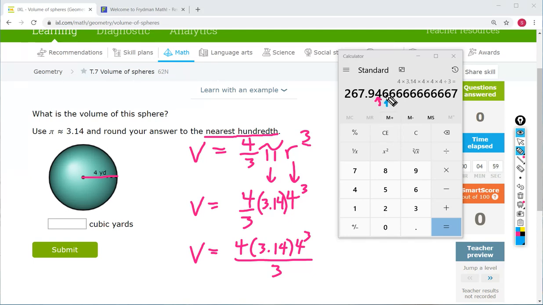Remember, if your decision digit is a 0, 1, 2, 3, or 4, then the rounding digit stays the same. If the decision digit is a 5, 6, 7, 8, or 9, then the rounding digit gets bumped up by 1. So this is a 6, which means that this should get bumped up by 1. So the answer will actually be 267.95.